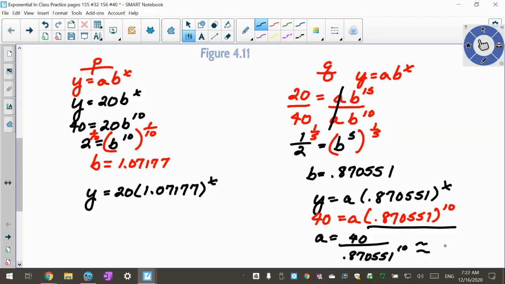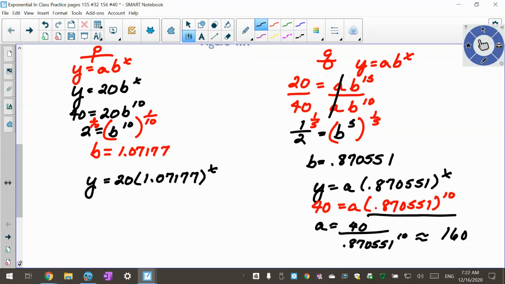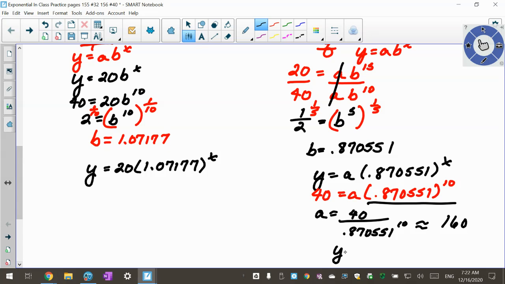So my a comes out to be, I think this comes out nice, yeah, 160. Everybody asked me, how do I round the a? For the most part, you can go 1 or 2 decimal places, but the more accurate you are with your b, the more accurate a is going to be. So this one actually comes out to be y equals 160 times 0.870551 to the x.